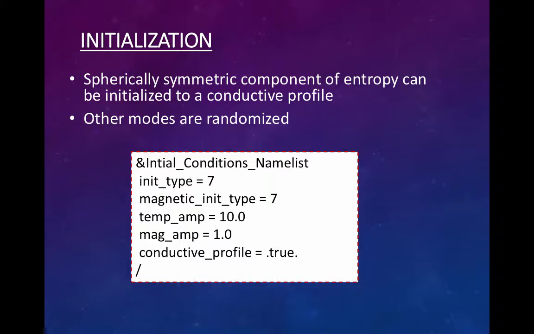For fixed temperature boundaries, it's fairly common that you may want to randomize the thermal field, but you want to make sure that the spherically symmetric temperature entropy profile is conductive. Okay, so if you want to do that, you just set this little flag, conductive_profile equals true. That randomizes everything but the spherically symmetric component. Okay, so that sets it to something that's in conductive equilibrium based on your boundary conditions and based on any internal heating that you have in your problem.